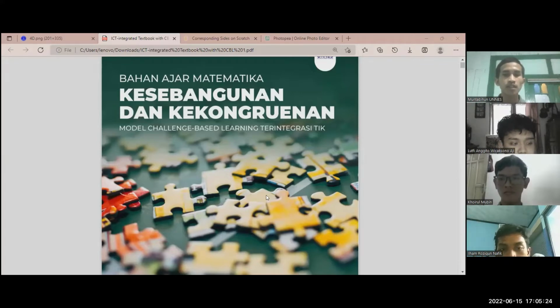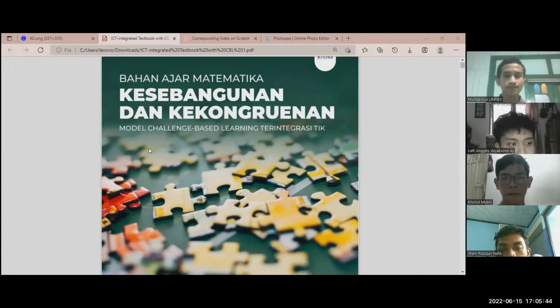We will present our collaboration learning media. We have made an ICT-integrated textbook to help students understand similarity and congruent material and motivate them through challenging activities related to their real-life applications. Next, Lutfi Anggito will explain how we made the textbook.